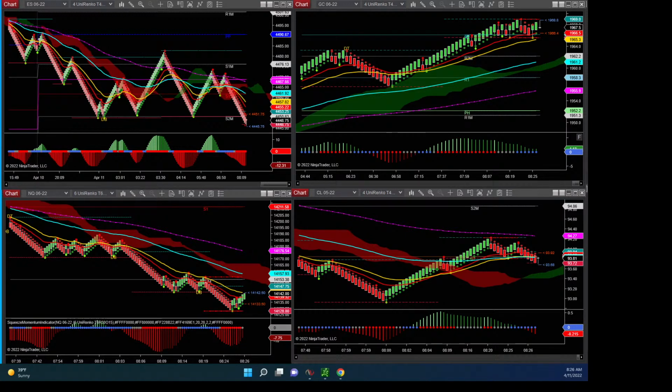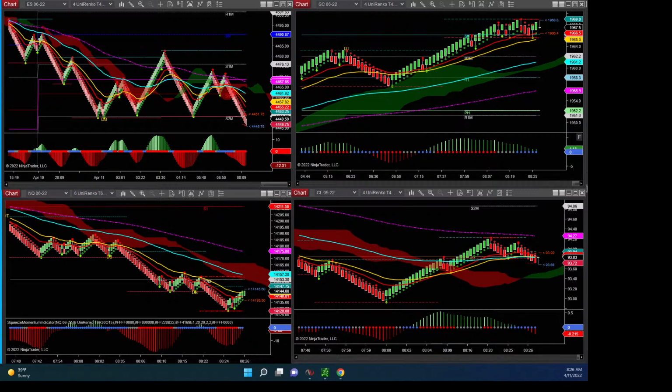Yeah, gold is moving in a range. I shouldn't have tried that one, but anyways, it is what it is. Momentum is not helping. So you never know.